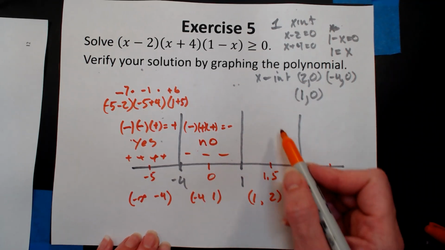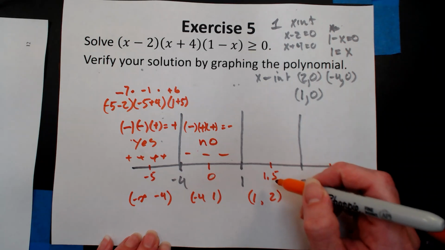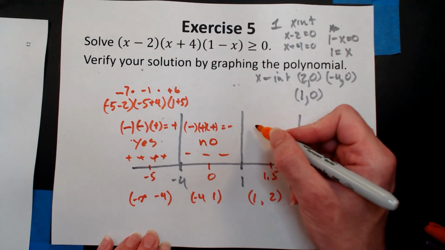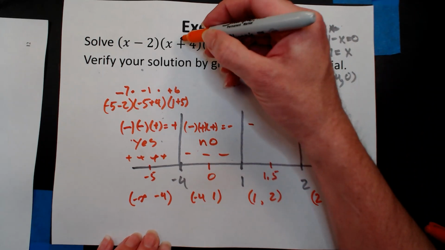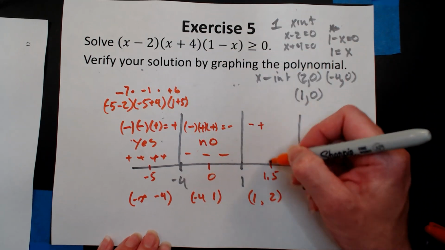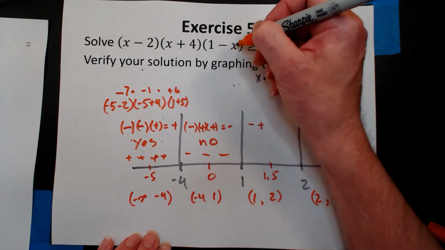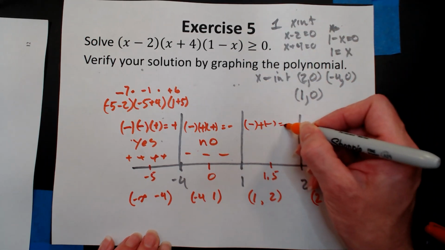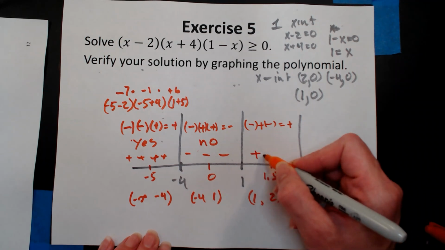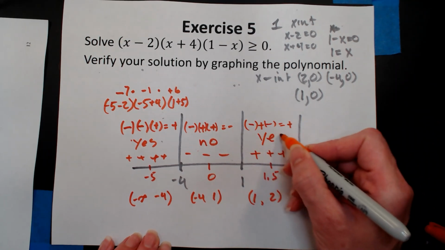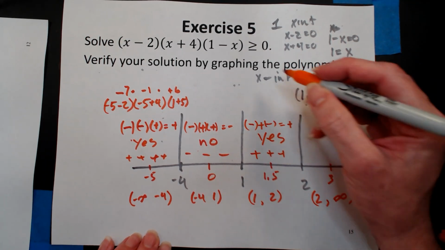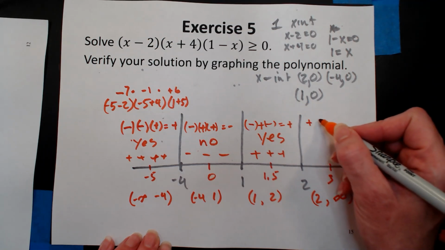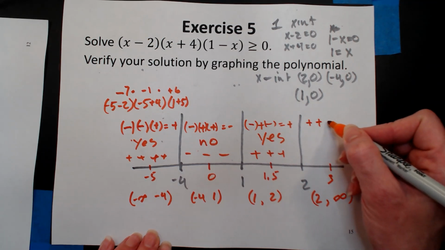And here if I check this interval, and here's where it's really nice when it comes to decimals, because then you don't have to keep track of anything. 1.5 minus 2 is going to be negative. 1.5 plus 4 is going to be positive, and 1 minus 1.5 is going to be negative again. So that's going to give you positive. Yes here. And then here if we plug in 3, 3 minus 2 is going to be positive. 3 plus 3 is positive, and 1 minus 3 is negative.